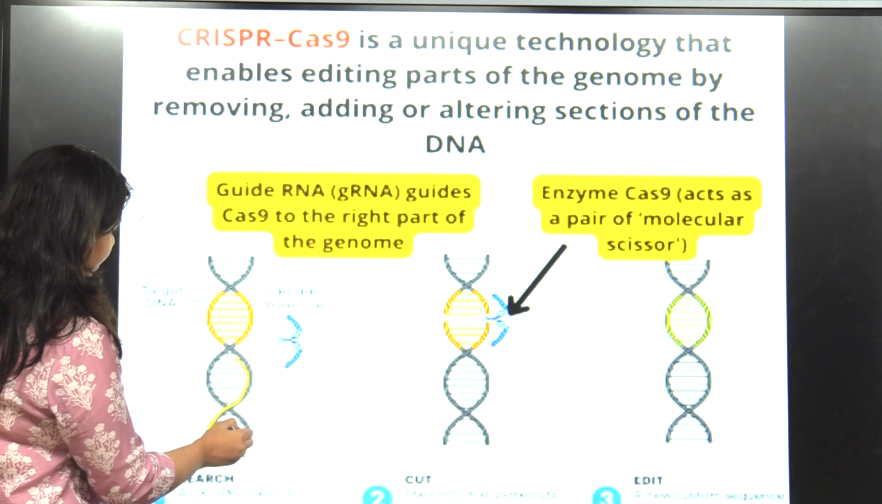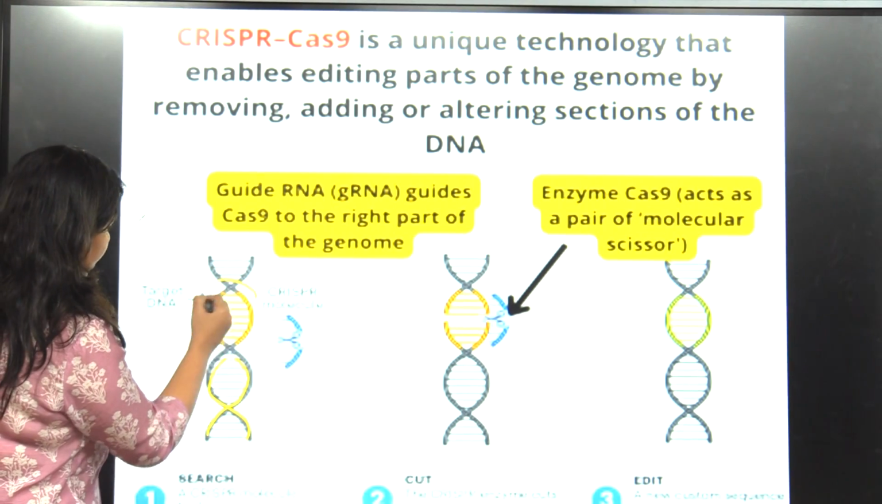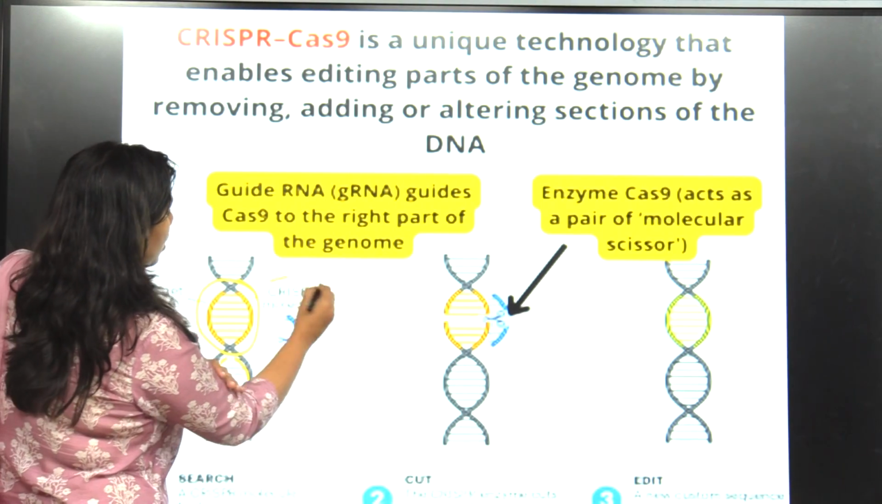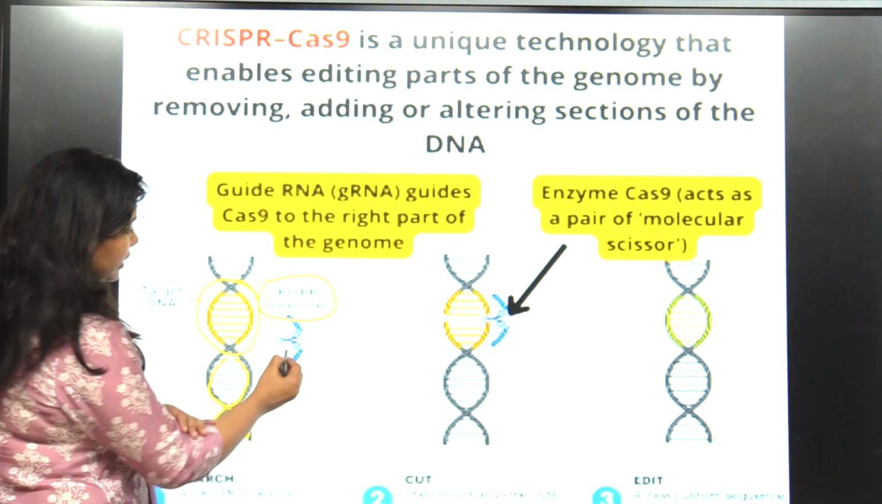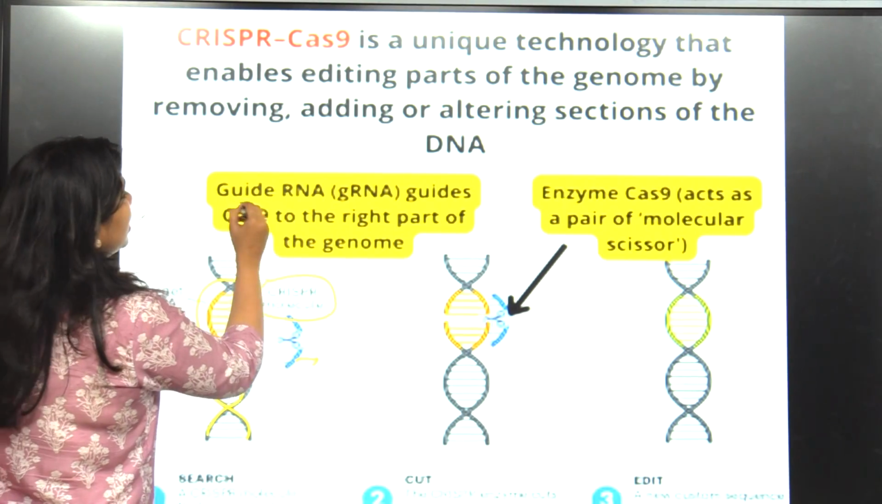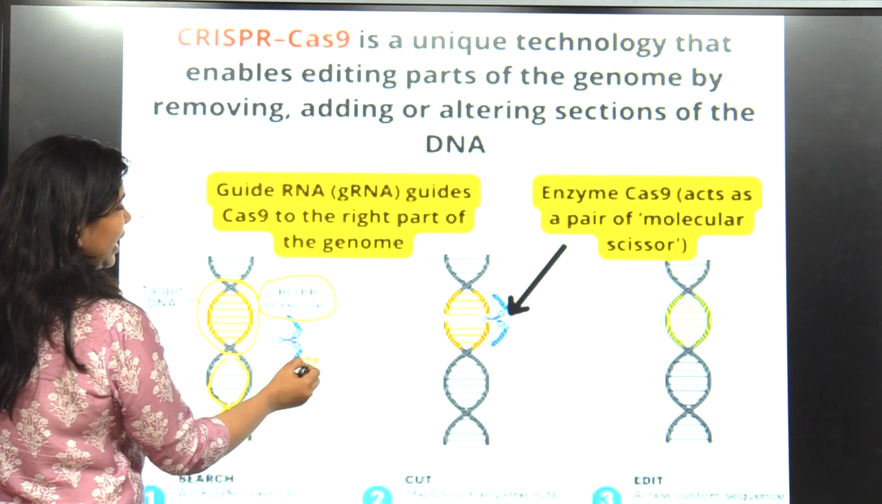So this is a DNA strand. In the DNA strand, this is the targeted one. To match this targeted one, I have to produce a Crispr molecule. What is this? This is a Crispr molecule. So what does it contain? The guide RNA. What is the purpose of this guide RNA?